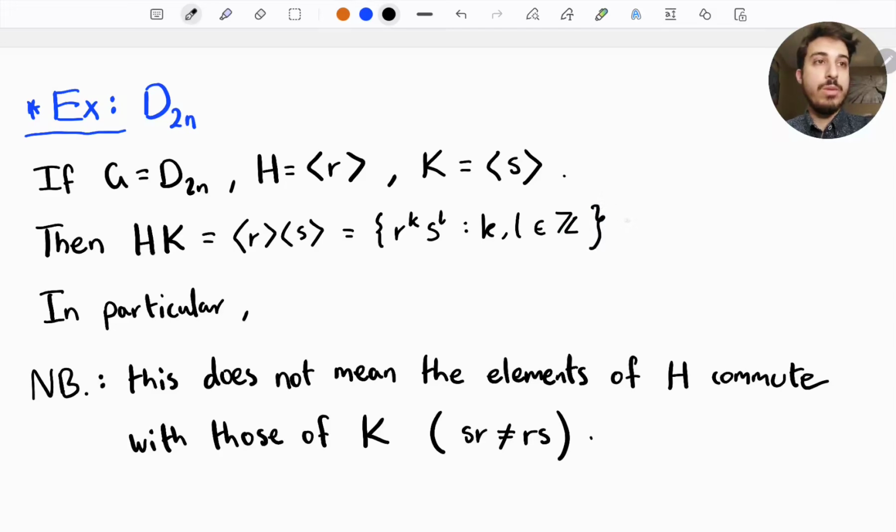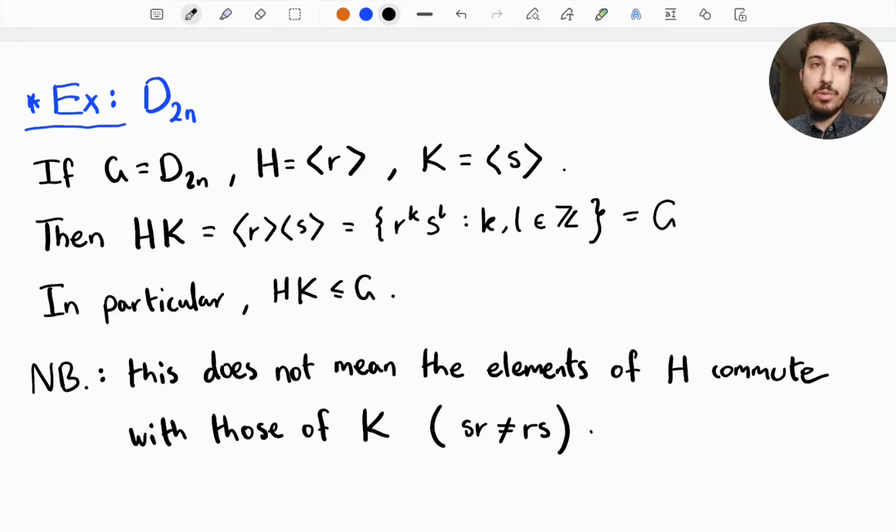But this is exactly equal to the entire group G. So if it's equal to the entire group, then HK is a group. In particular, HK is a subgroup of G itself. If it's a subgroup, then by proposition 2 above, we have that HK is equal to KH. Note that this does not mean that the elements of H commute with those of K, because as we all know, SR is not equal to RS, it is equal to R inverse S.